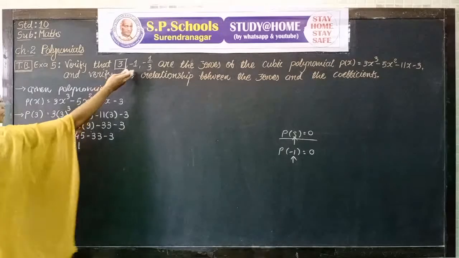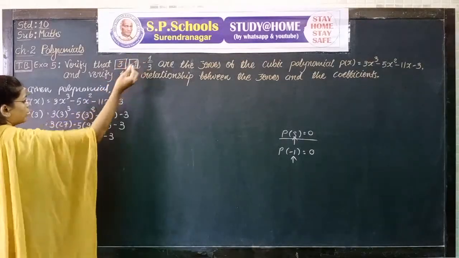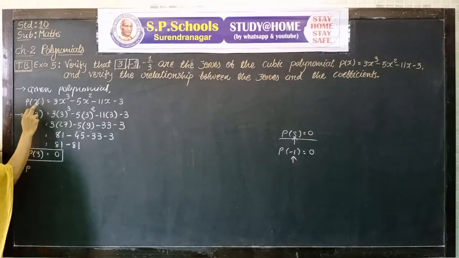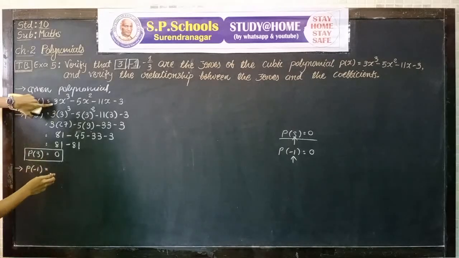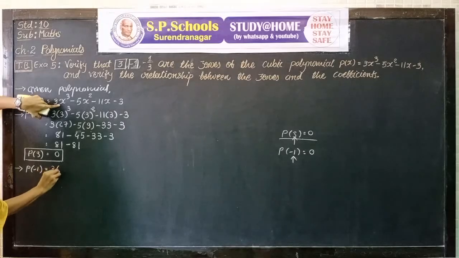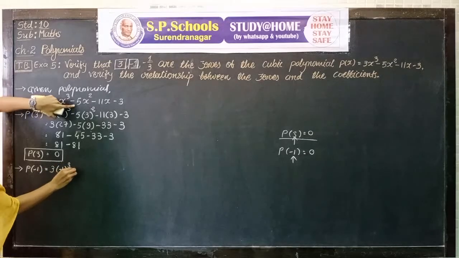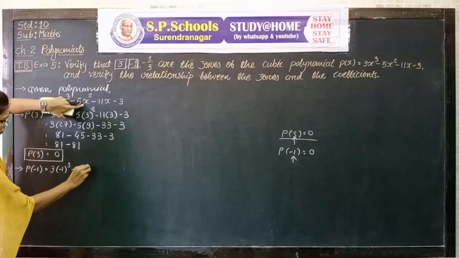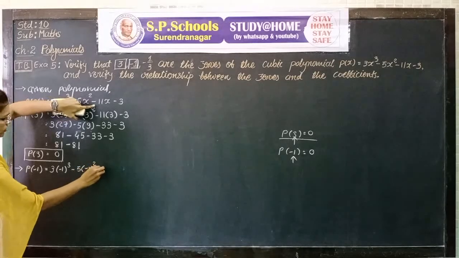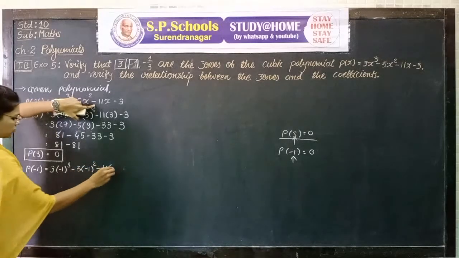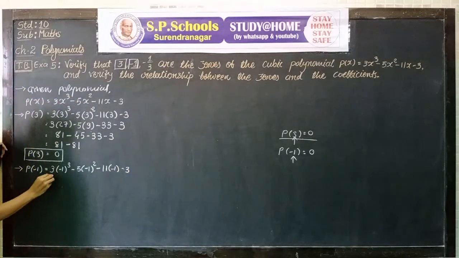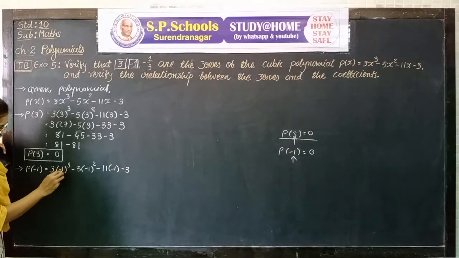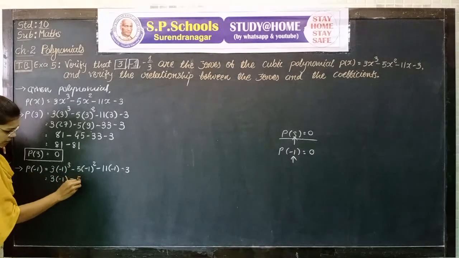Now we go for the next number, minus 1. P of, instead of x we have to put minus 1. P of minus 1 is equal to 3 as it is, instead of x is minus 1 cubed, minus 5 as it is, instead of x is minus 1 squared, minus 11 as it is, instead of x is minus 1, and minus 3 remains as it is. Cube of minus 1 gives minus 1, minus 5.